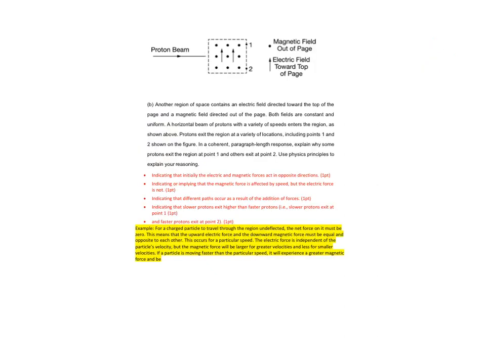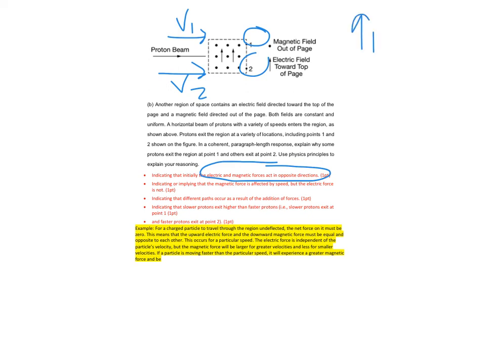All right. And then we got to this one where you've got this proton beam with different protons at different speeds. So you had to realize that they had different speeds, so it could be V1, V2. And you had to figure out why some would exit at 1 and some would exit at 2. There are some key things that they were looking for. You had to say that there were 2 forces, and initially they're acting opposite of each other, because the E field is going to push it up, so F_E is going up and F_B is going down.